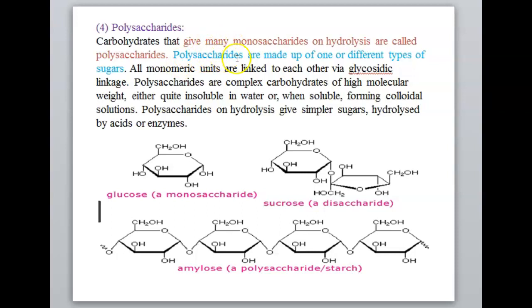You just see, polysaccharides means what? Polysaccharides are made up of one or different types of sugars. All monomeric units are linked to each other via the glycosidic linkage. You know about the glycosidic linkage: 2 monomeric units are joined together with the help of the glycosidic linkage, and the removal of the water molecule takes place. Now these polysaccharides are complex carbohydrates of high molecular weight, either quite insoluble in water or, when soluble, forming colloidal solutions. These polysaccharides on hydrolysis give simpler sugars, hydrolyzed by acids or enzymes.